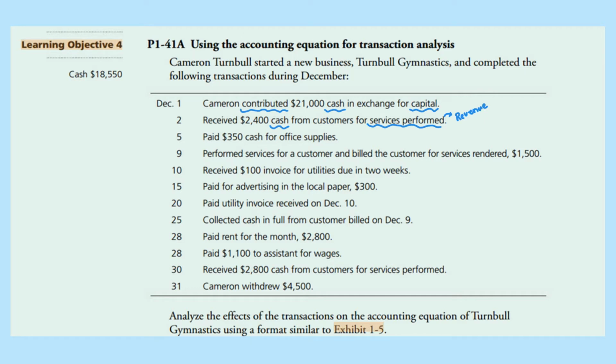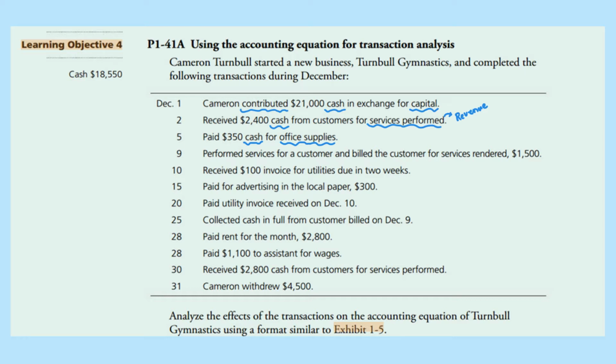On December 5th, paid $350 cash for office supplies. I paid cash, so my cash decreased. For office supplies, to buy office supplies, so my office supplies increased. Both are assets.